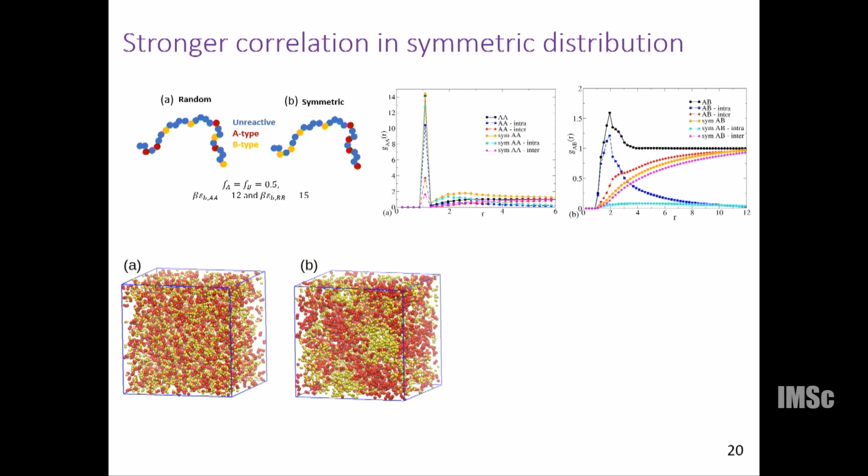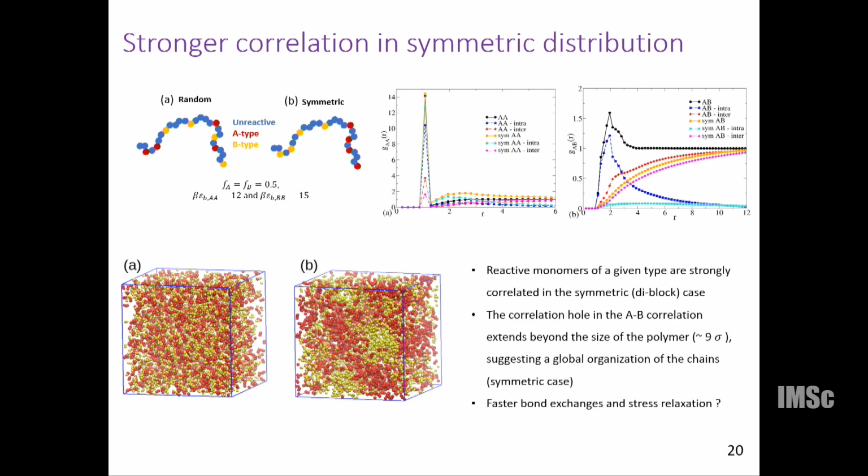I have given many plots, but let's focus on AA intra, the intramolecular, symmetric case, the cyan and blue curves. You can see that in the symmetric case there is a secondary peak coming up because of this enhanced correlation. So this has direct consequences on the viscoelasticity of the networks.